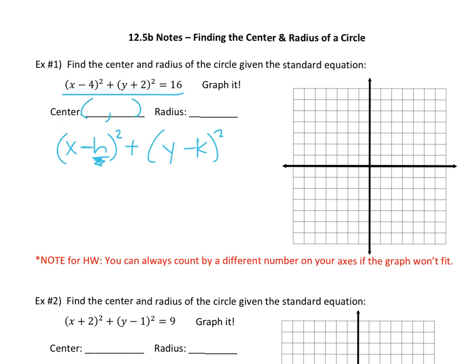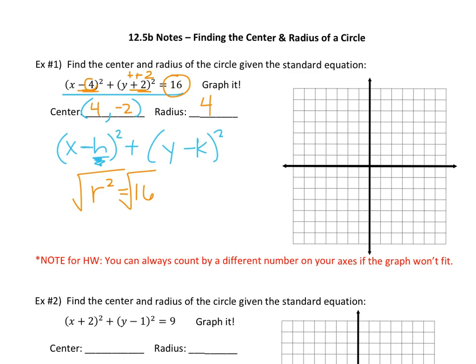So if you look here, you have a 4 and a 2. This one's minus 4, this one's plus 2. So it's actually going to be a positive 4 and a negative 2, because it should be x minus what number? 4. Y minus, in order to make it a plus, it would have to be a negative 2 to be a plus a positive 2. So 4, negative 2 is your center, and then your radius, this is r squared. So if r squared is 16, then your radius, square root that, would be 4.